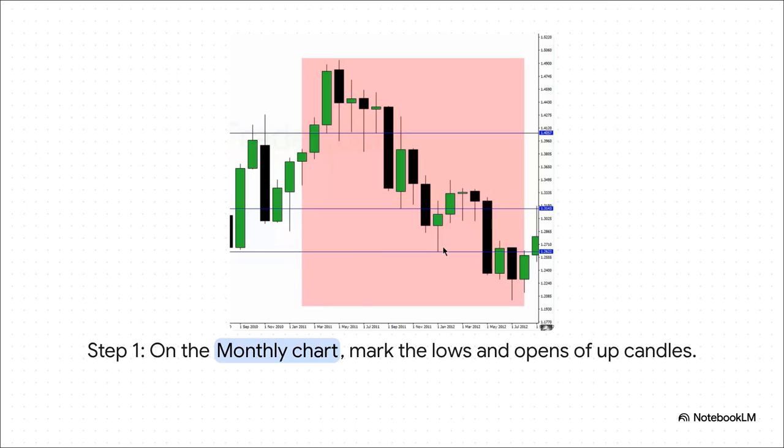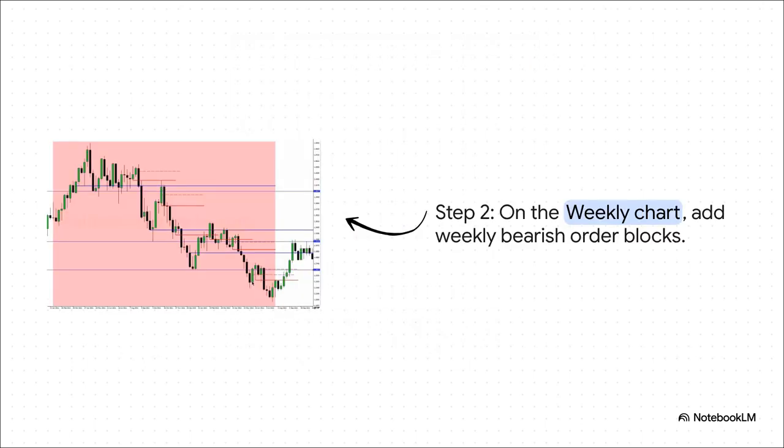In a really strong bear market, every single one of those green up candles represents a failed attempt to rally. So ICT teaches us to mark the lows and the open prices of these candles, just like you see with the blue lines here. These levels become our highest level map of potential resistance. Next up, we drop down to the weekly chart. We keep those monthly levels on our chart, but now we add another layer of detail.